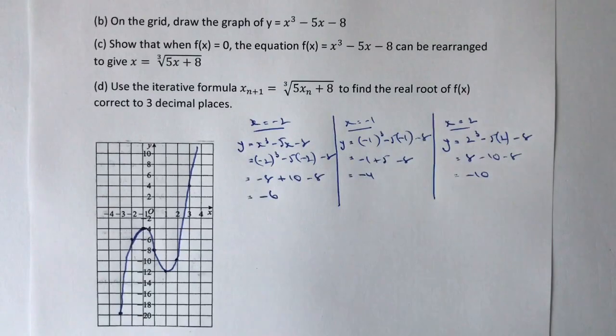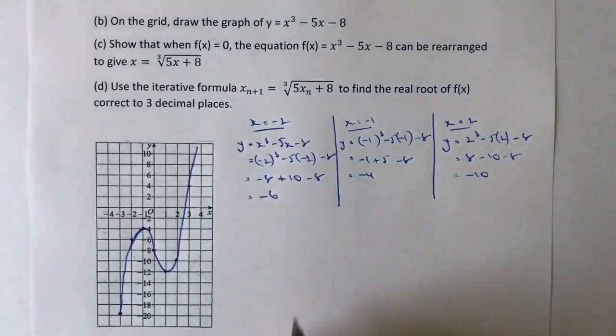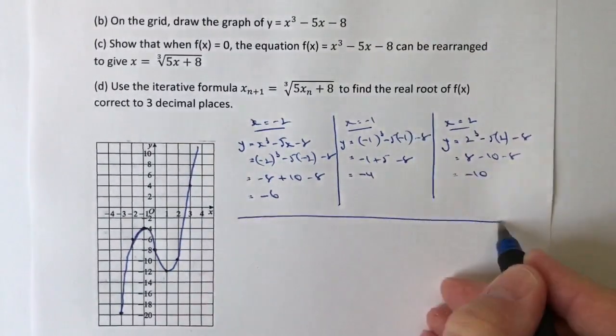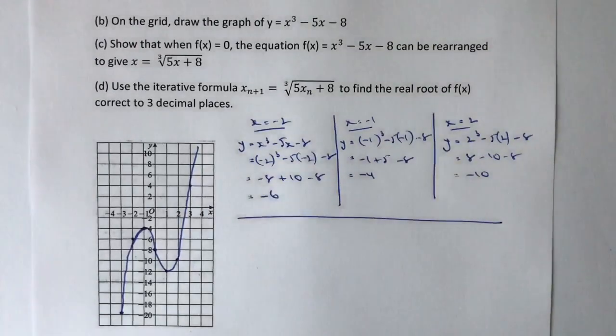Then it says, C, show that when f of x, the equation of that can be arranged to give you that. That's really straightforward because we've been doing that in the other couple of videos. Exactly as it says there, rather than f of x, I'm going to write 0.